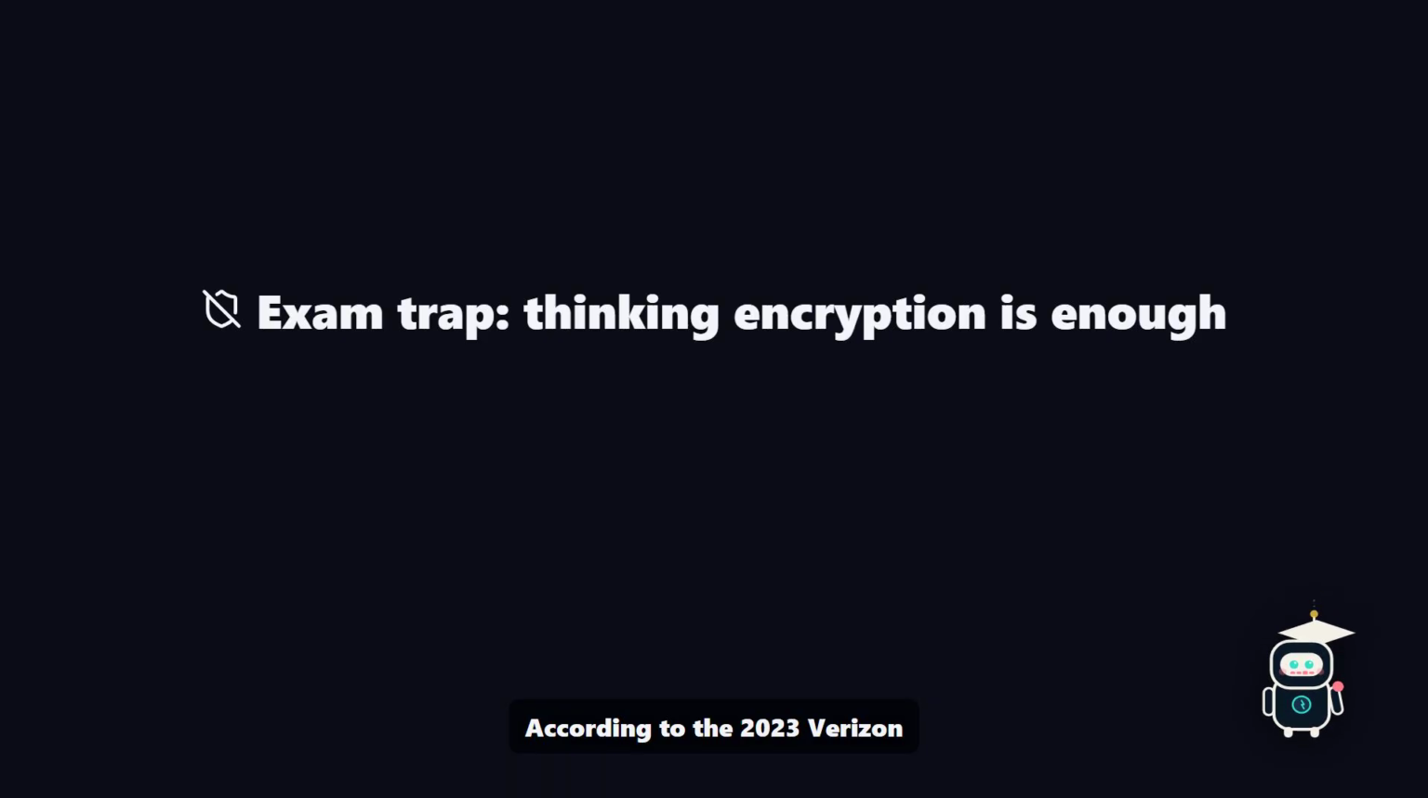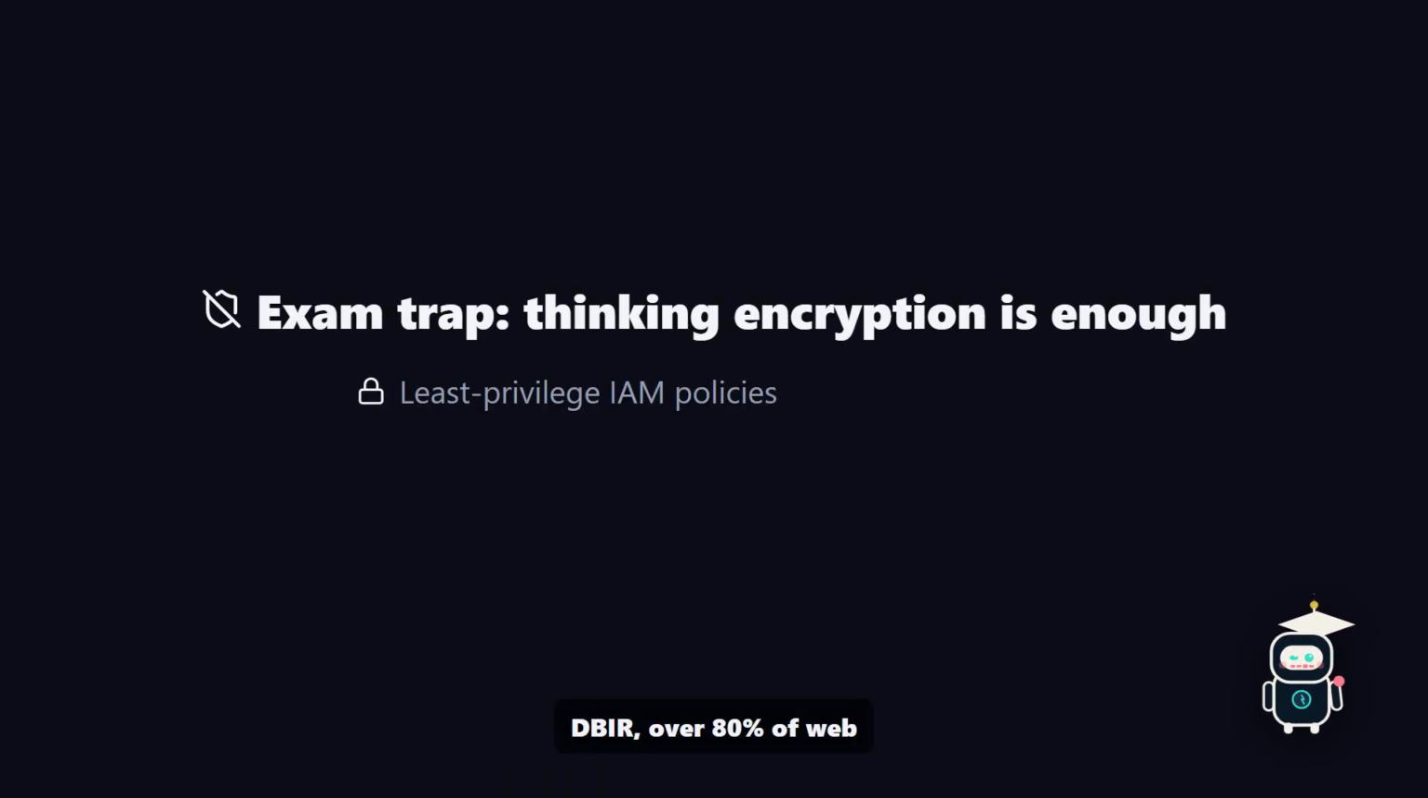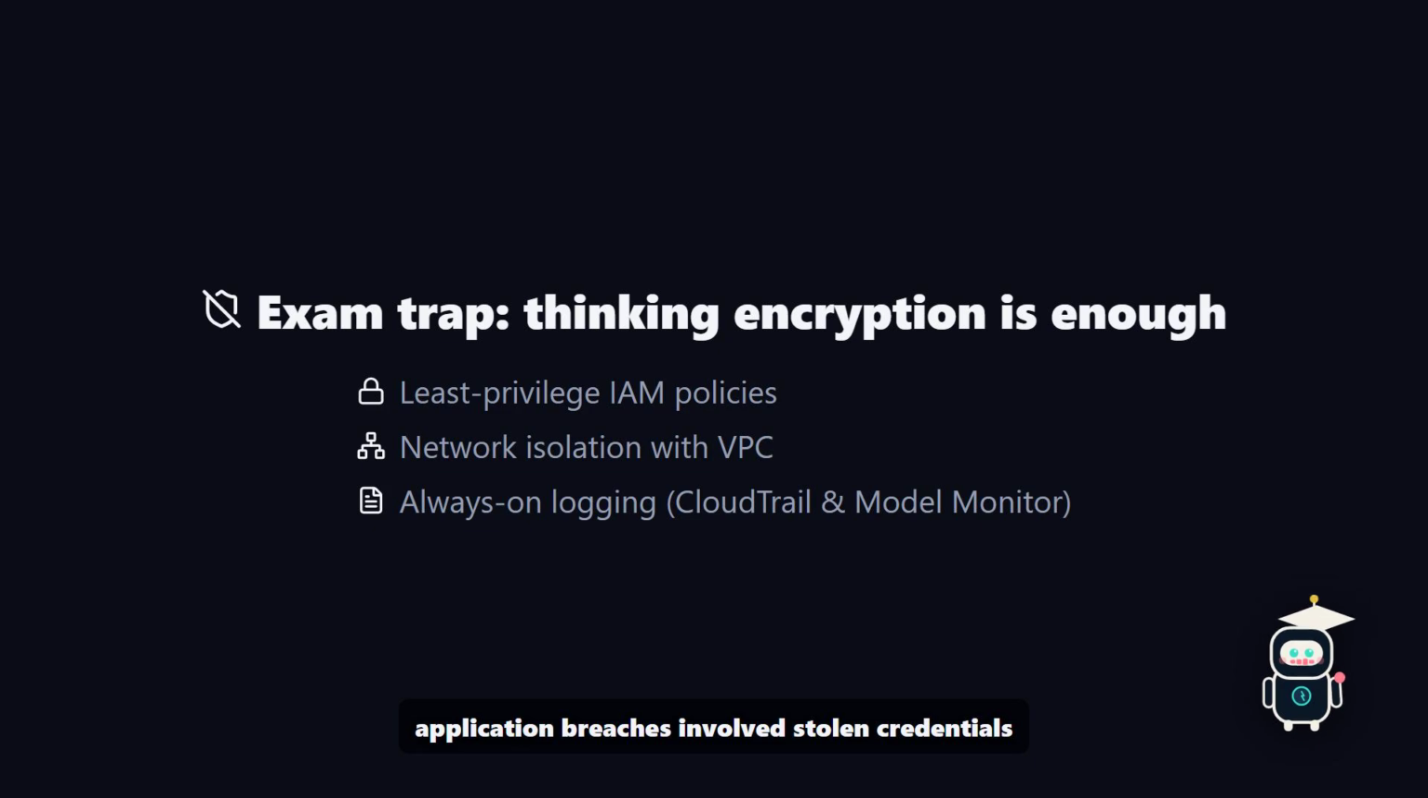According to the 2023 Verizon DBIR, over 80% of web application breaches involved stolen credentials, not cracked ciphers. Yet candidates still pick "enable encryption" and call it a day. The exam loves to say data is already encrypted at rest and in transit, then ask what else is needed. The missing piece is defense in depth: IAM least privilege, network isolation inside a VPC, and always-on logging via CloudTrail and Model Monitor.